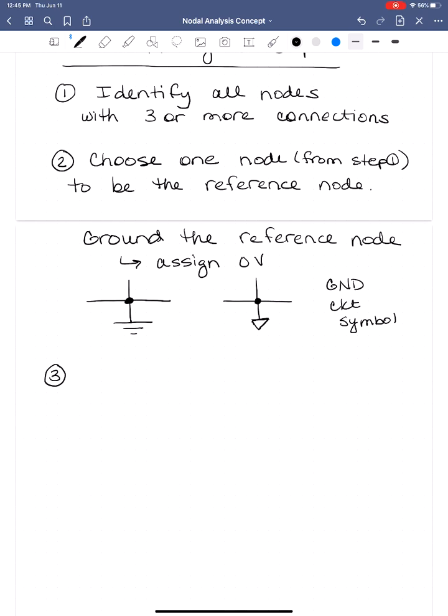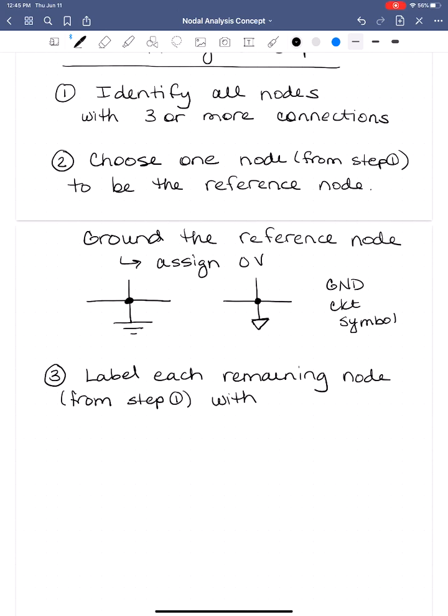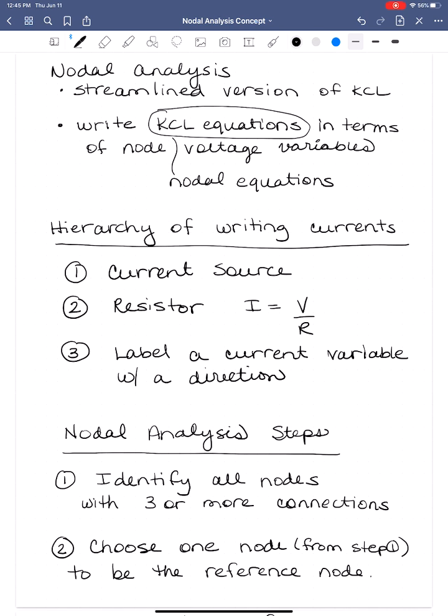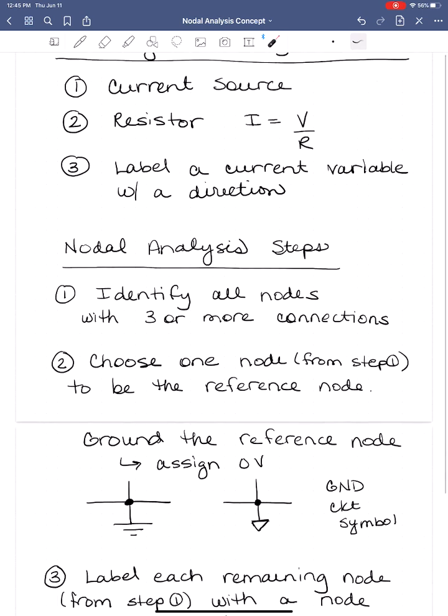So step 3: for whatever nodes we have left, and we'll have at least 1 left, we're going to label each remaining node from part 1 with a node voltage variable. Remember, we're going to write KCL equations in terms of node voltage variables, so we're going to label them here in step 3.